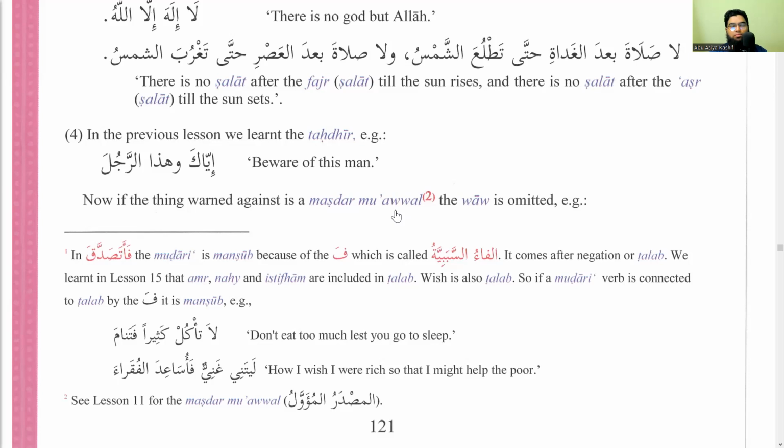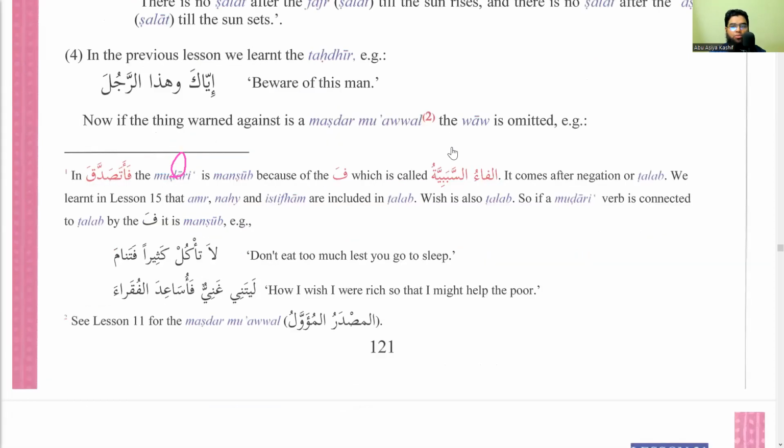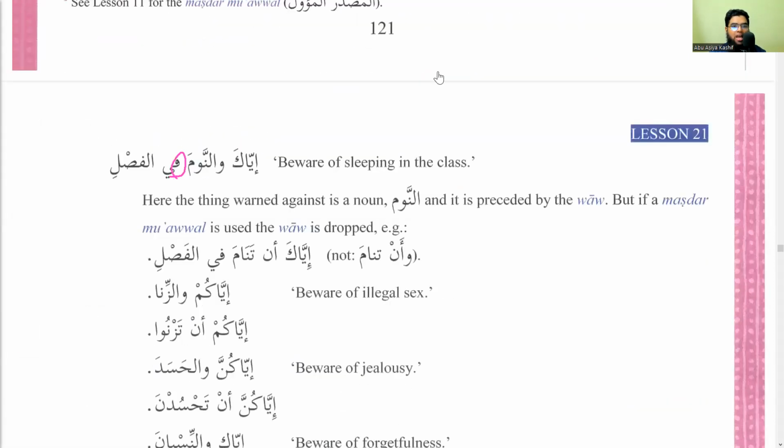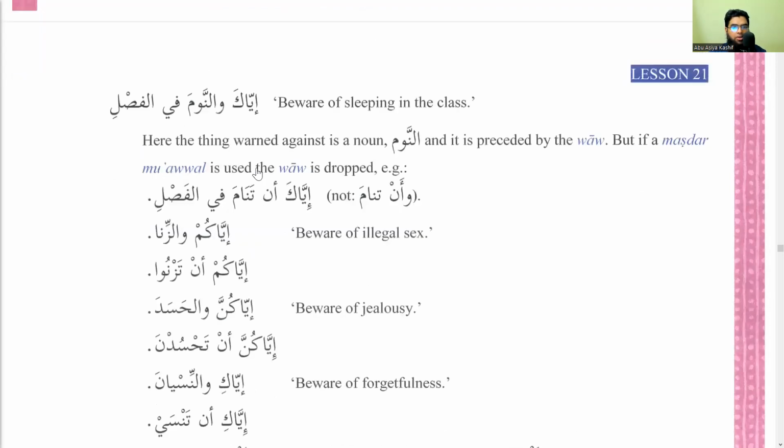Now you can use an with an also. With an, the wow is omitted. So just now I said wow should be there, but we can use it with an also. An, not a direct verb, with an and mudare. For example, iyyaka wa nawma fil fasli, beware of sleeping in a class. So you can say iyyaka an tanama fil fasli.